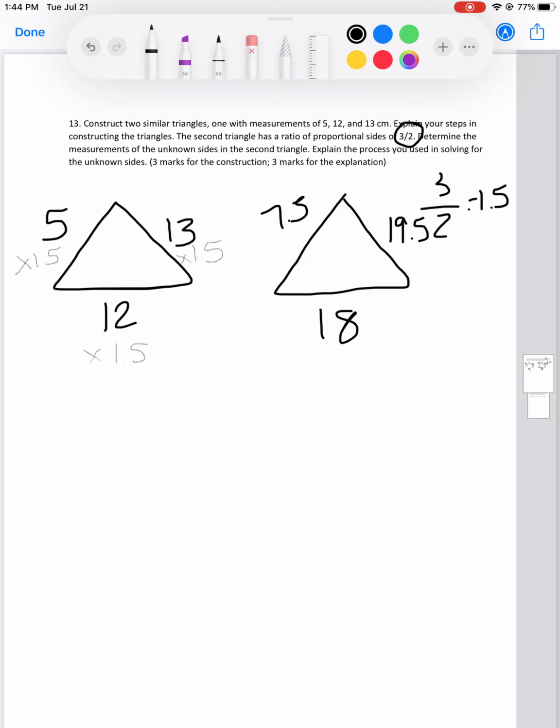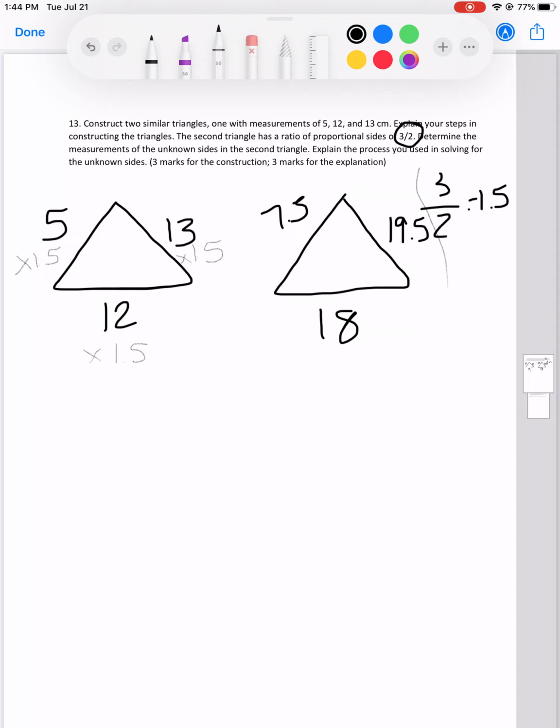Okay. Determine the measurements of the unknown side. Done. Explain the process used in solving the unknown sides. Well, because we know it's 1.5 times bigger, all we have to do is say, well, we know the angles are going to stay the same. We just need to multiply those sides. And that's it. So not as much to it as it seems like there's going to be.